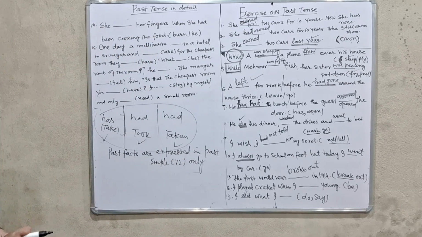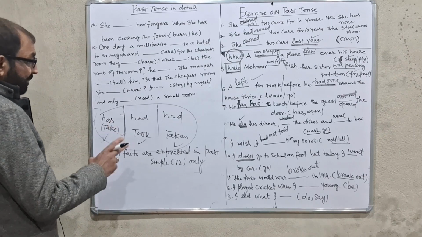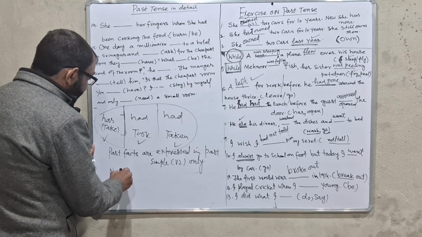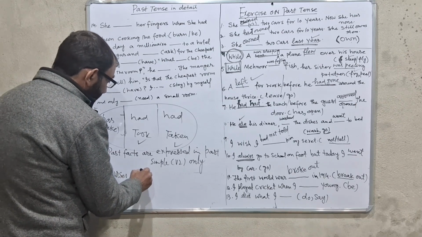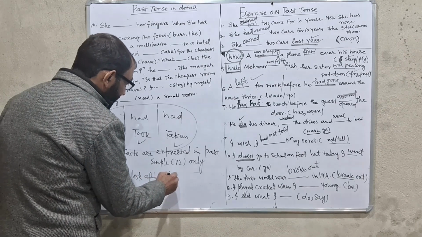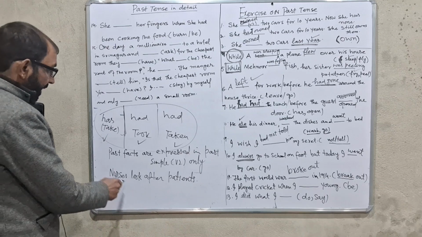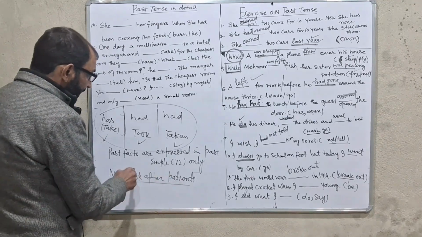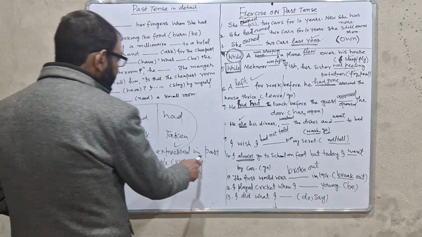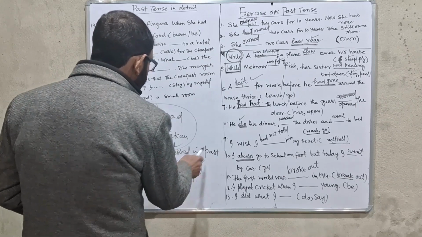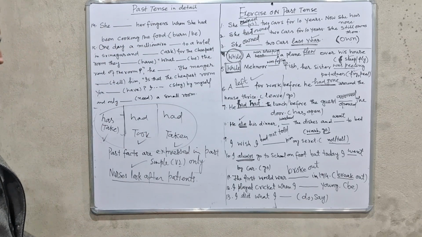Past facts are expressed in past simple only, while present facts are expressed in present simple only. For example, nurses look after patients. This is a present fact: nurses look after patients, in the first form of the verb. When it is a past fact, it is always expressed in past simple tense, meaning the verb's second form.